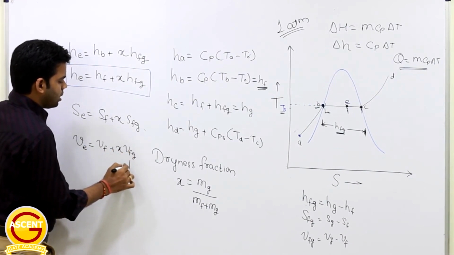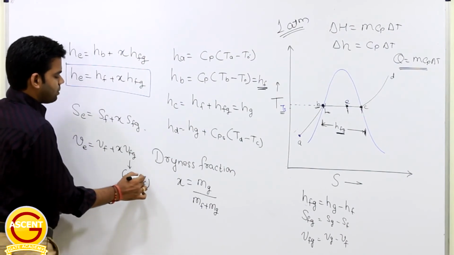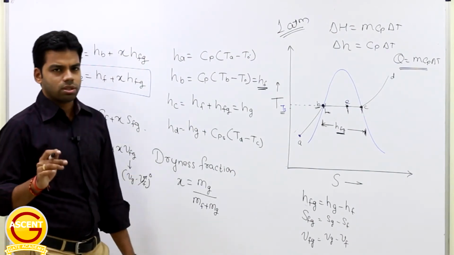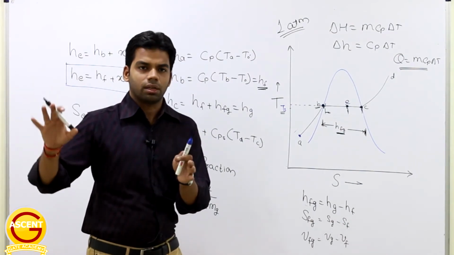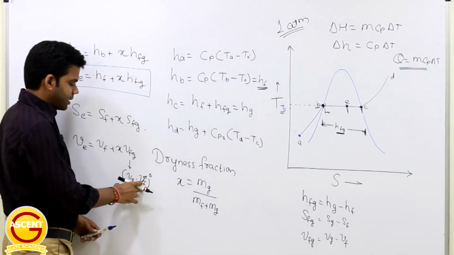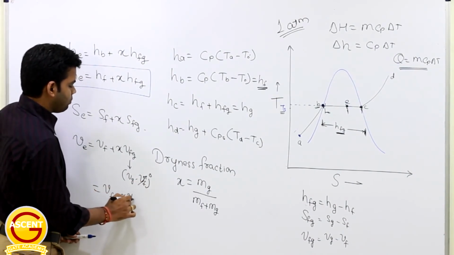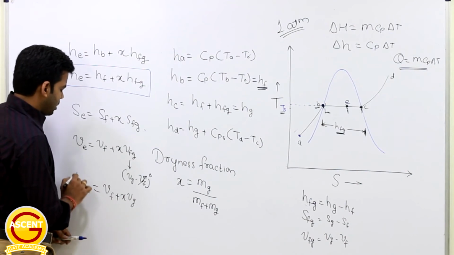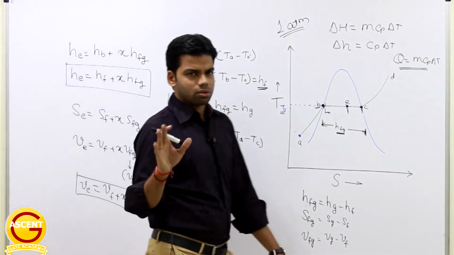Now this VFG can be written as VG minus VF, as I told you, and the value of this VF is very, very small, almost 0. If you want, you can see in the steam table, it starts from 0.000 something. So this can be neglected in most cases, and taken directly as VF plus X into VG. This is the reason why in most steam tables the value of VFG is not given, because you can directly say that VFG is equal to VG.